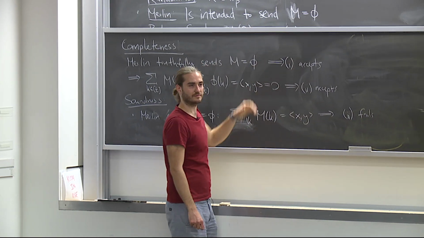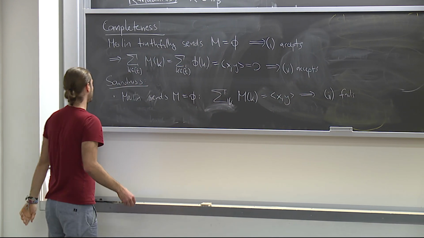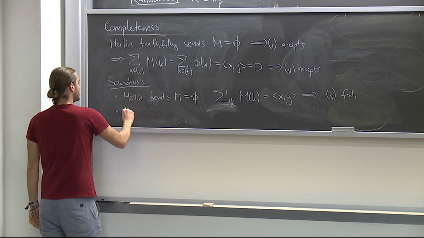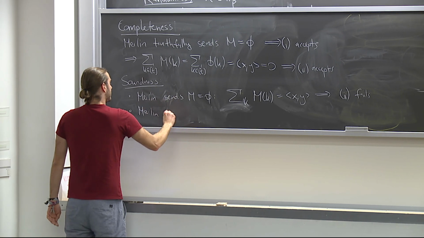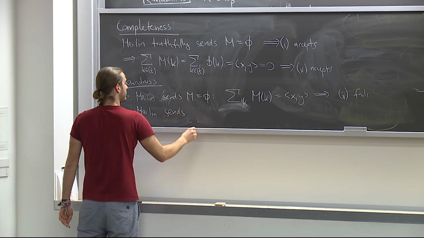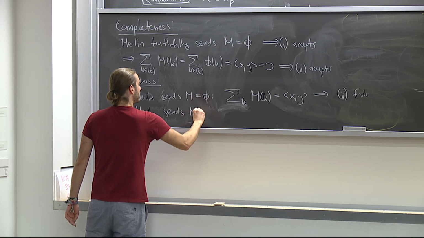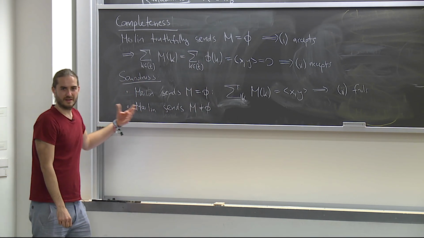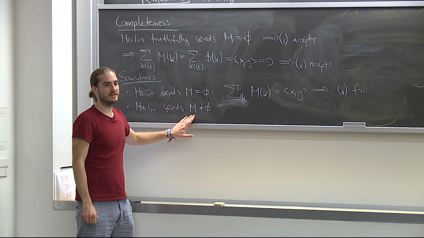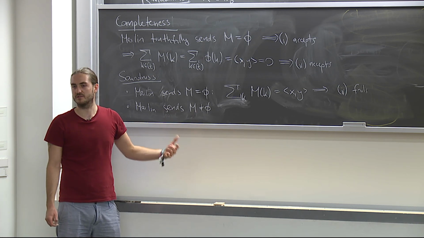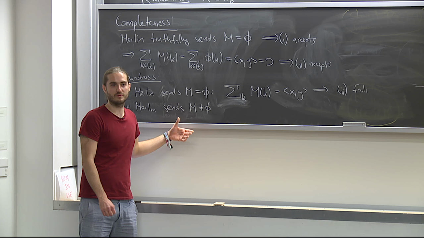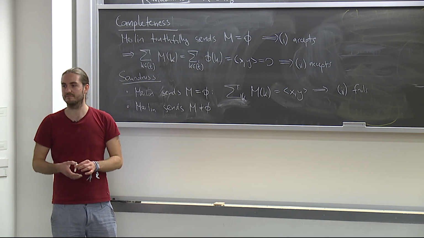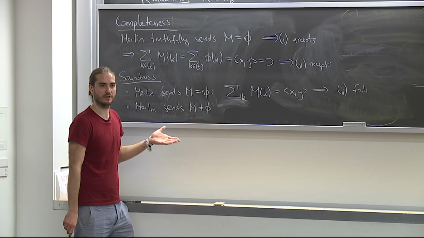Good. Now let's get to the more interesting case, which is Merlin tries to cheat. Merlin sends some polynomial m, which is not the same as phi. As a technical remark, we can always assume that he sends a polynomial, and even a low-degree polynomial, because if Merlin wouldn't, we clearly have caught him in a lie. So we can always assume that Merlin really sends a polynomial.